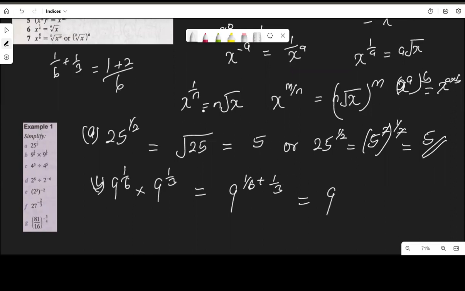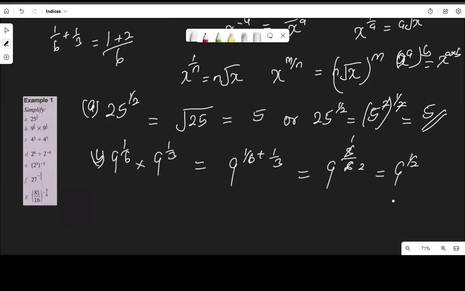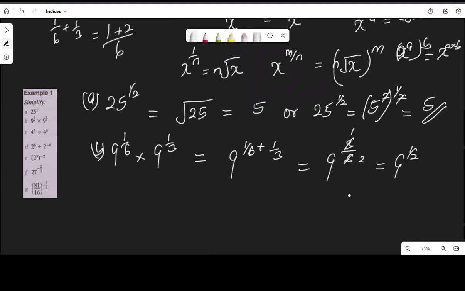We have 9 to the power of 1 plus 2, which is 3, over 6. Dividing 3 and 6 by 3, 3 gives 1 and 6 gives 2. So this is 9 to the power of 1 over 2. And any number to the power of 1 over 2 is the square root of that number. So the square root of 9, which is 3.